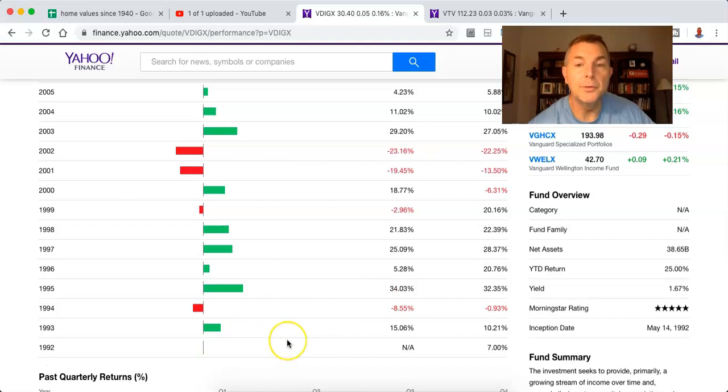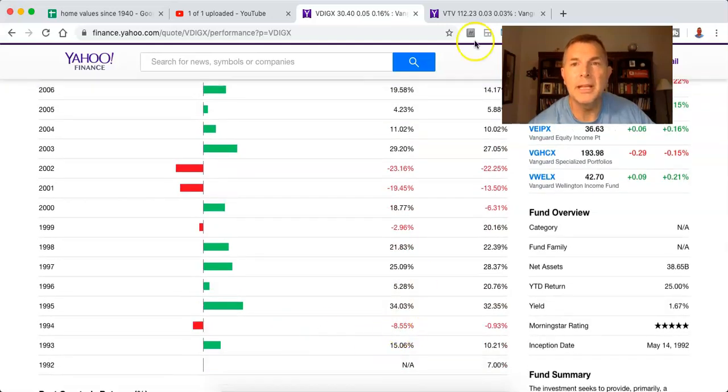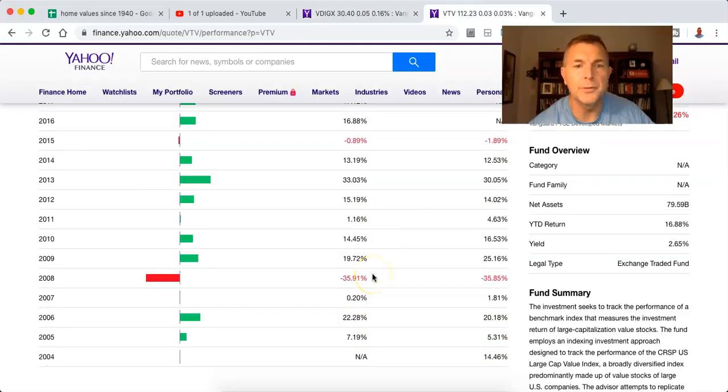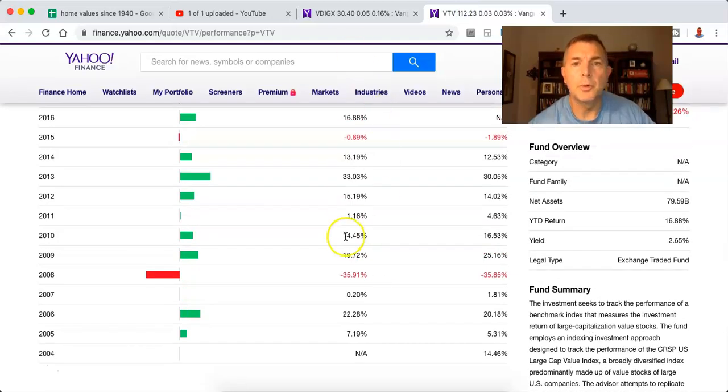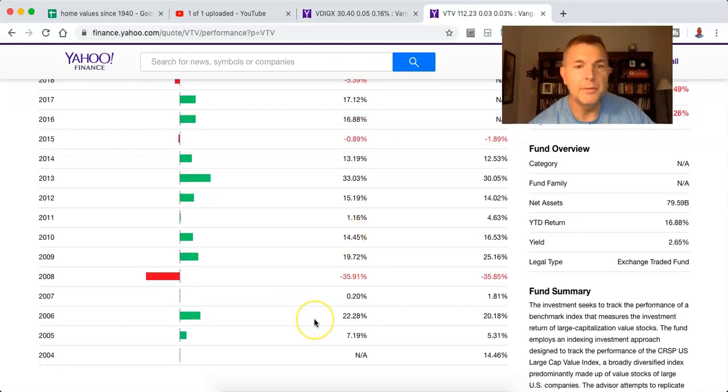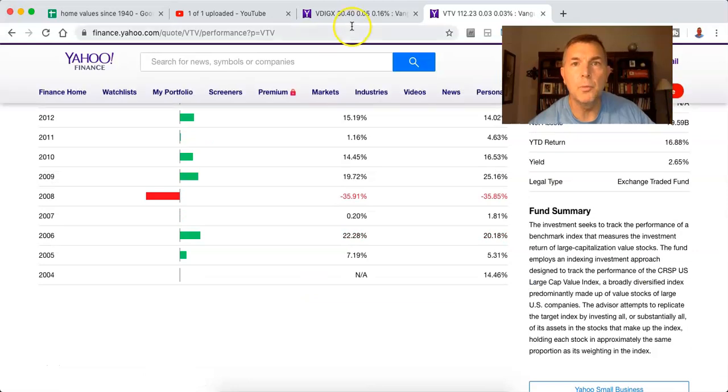Yeah, 92 is when it started off. So 94 is down 8. When did the VTV start off? Yeah, 2004. Okay. So we don't really have much of a down market. We don't know what VTV would have done during the 2001 and 2002 calamity.